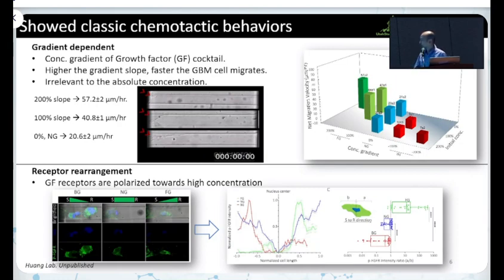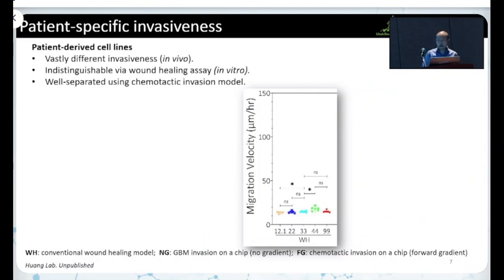Further analysis shows a very good trend that the geometric arrangement of those proteins is highly polarized by different gradients. So the next thing we see is, okay, now that we are able to establish the chemotactic gradient, can we use that to enhance the capability of these invasion models?